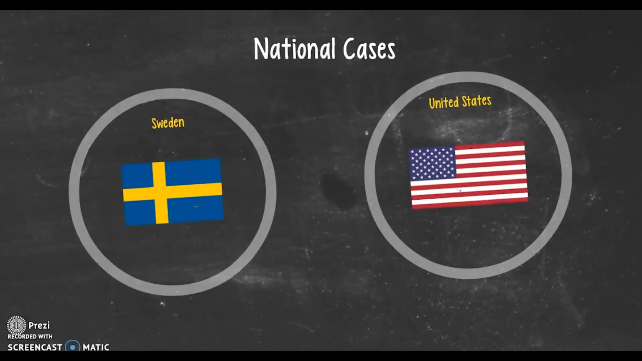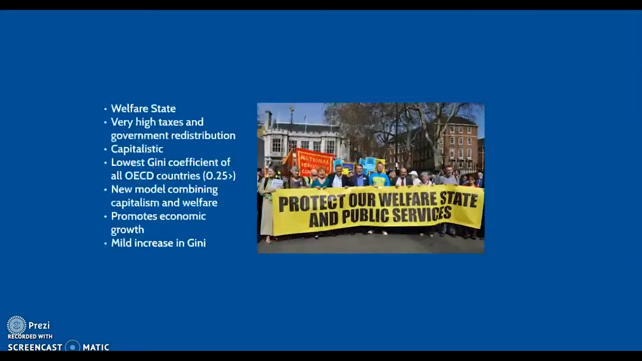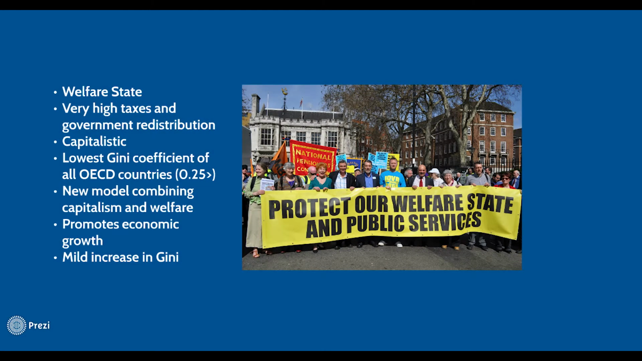Sweden has one of the lowest Gini values in the world because of its high taxes and government redistribution, but income inequality has increased in the last few years. Without government involvement, their Gini coefficient is 0.37, which is just slightly lower than the OECD average.